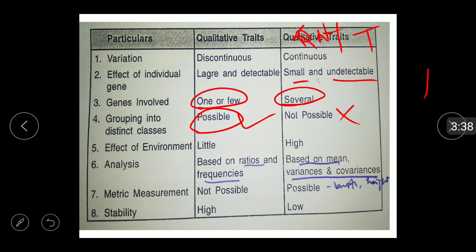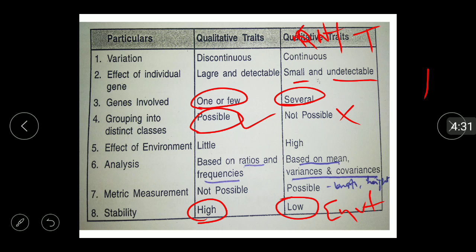Metric measurement is not possible in qualitative traits, but it's possible in quantitative traits. Like metric measurements, length and height we can measure, but we cannot measure shape or flower color with respect to metric measurements. And regarding stability, qualitative traits are highly stable, while quantitative traits are less stable because they are highly affected by environment, so their stability is low compared to qualitative traits.